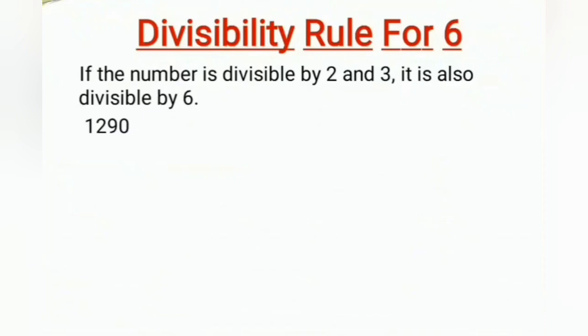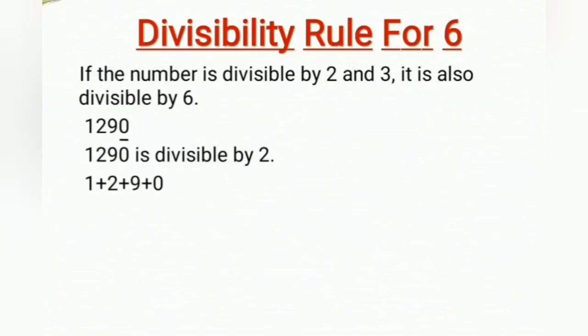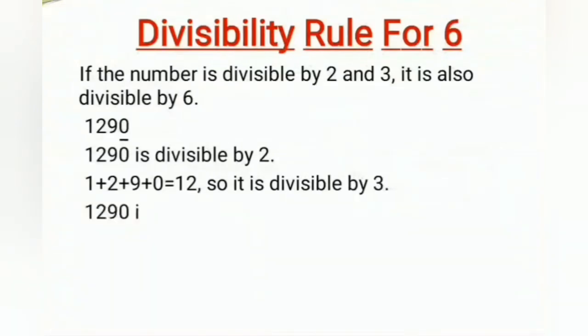This number ends in 0. That means it is an even number, so it is divisible by 2. Adding all digits of this number, we get 12. So it is also divisible by 3, as 12 is divisible by 3. So 1290 is divisible by 6.